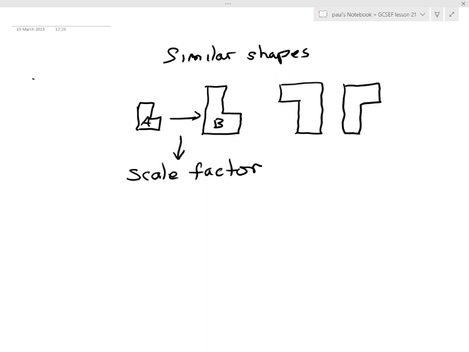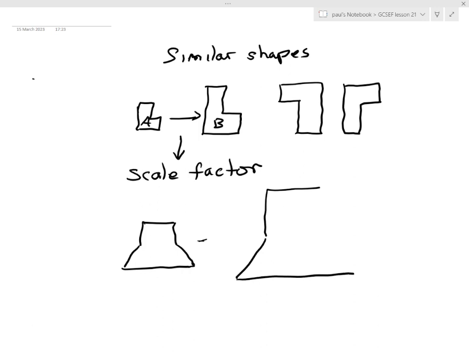That's the scale factor. And be careful, because this B shape can be reversed and upside down and backwards and forwards, but it's still a similar shape. So let's have a look at an example. We've got this one here, and we'll attempt to draw the same thing but much larger. So there you go, there's similar shapes.